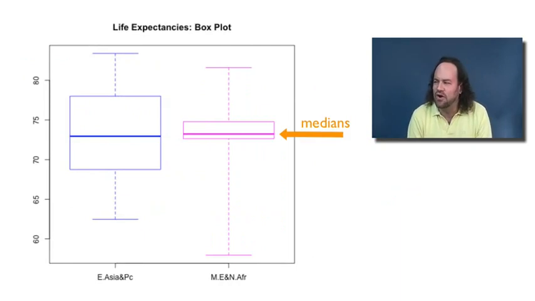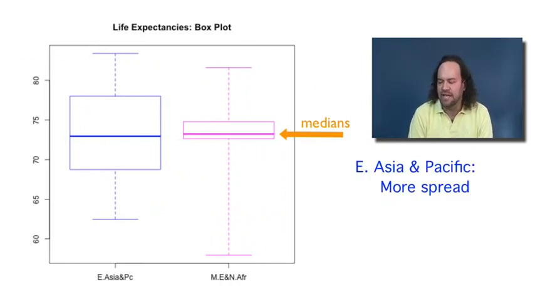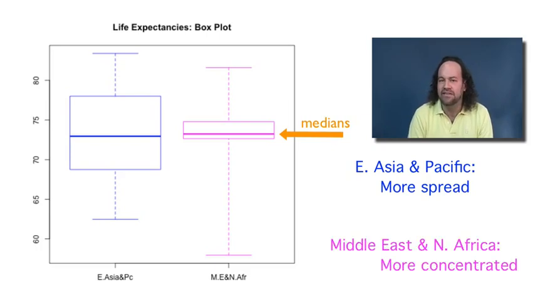Sure, the medians are almost exactly the same, but there's a lot more spread in the data for East Asia and the Pacific. For the Middle East and North Africa, the data is mostly concentrated quite closely around the median. Indeed, the interquartile range is only 2.15 years for the Middle East and North Africa, whereas it's 8.86 years for East Asia and the Pacific.